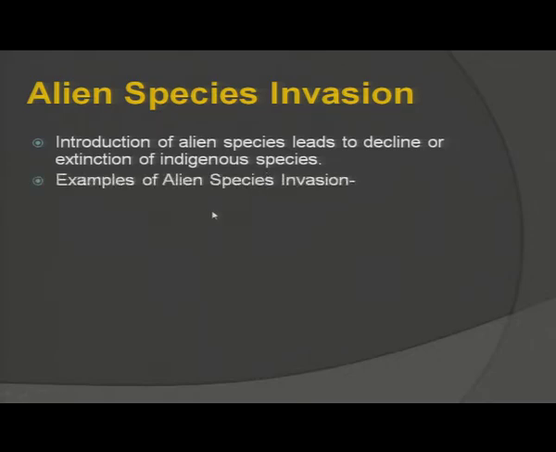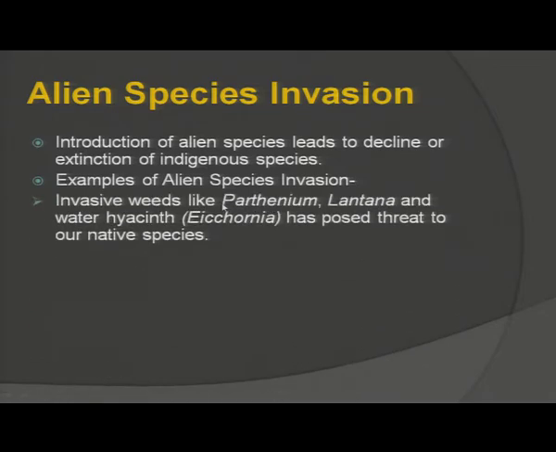Let us have a glimpse of the examples of alien species invasion. Number 1, invasive weeds like Parthenium, the commonly found carrot grass, lantana, water hyacinth, these have posed a threat to our native species. Some of these species were inadvertently imported with the items which we imported from other countries, and some of them we have deliberately introduced.